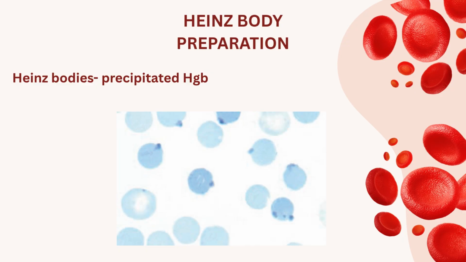Heinz bodies, as I have discussed during my RBC morphology laboratory briefing, cannot be seen on Wright-stained smears. These can only be detected using supravital stains such as new methylene blue, brilliant cresyl blue, crystal violet, and methyl violet.